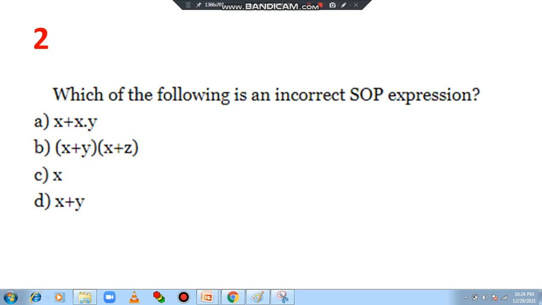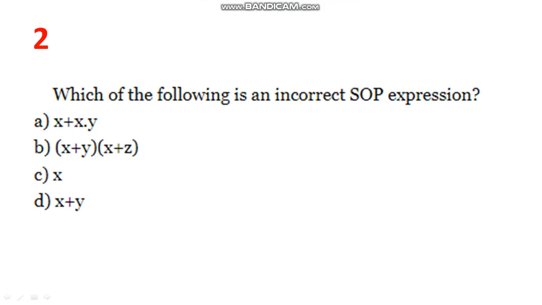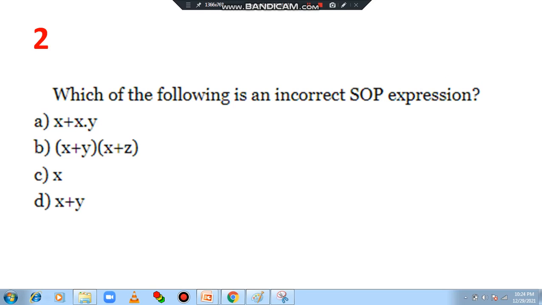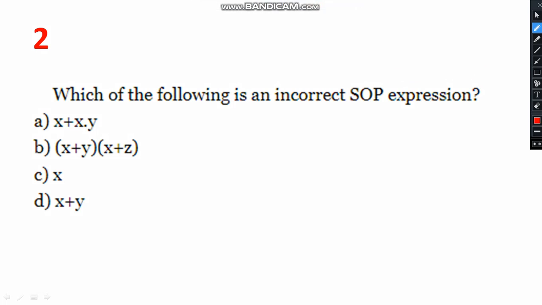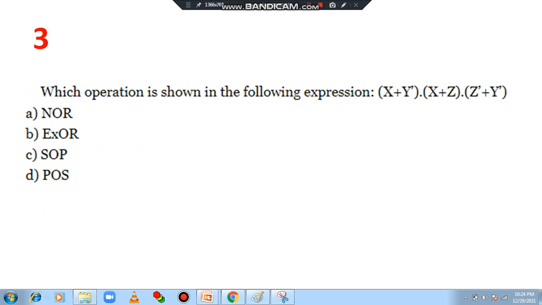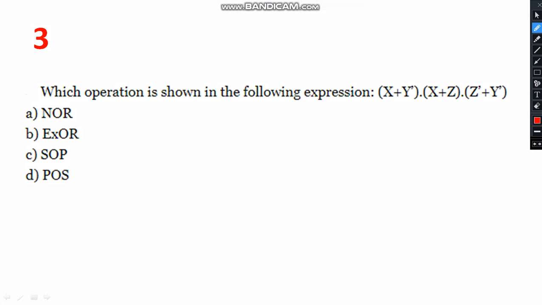Now which of the following is an incorrect SOP expression? Which is the right answer? SOP means sum of product, right? So which is the right answer? Incorrect, underlined. So this is actually the incorrect one. It would have been written as product of sum actually. This is product of sum. Hope you understood. People always get confused about sum of product and product of sum, so don't make the mistake.